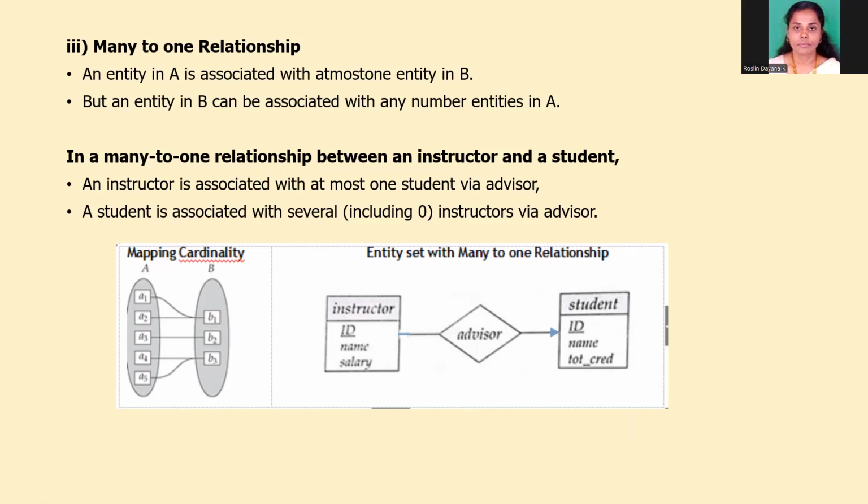In a many-to-one relationship between an instructor and a student, an instructor is associated with at most one student via advisor. A student is associated with several instructors via advisor. So with the same real-time scenario, we can map and see different cardinalities. Now each student will have many instructors in many-to-one relationship.